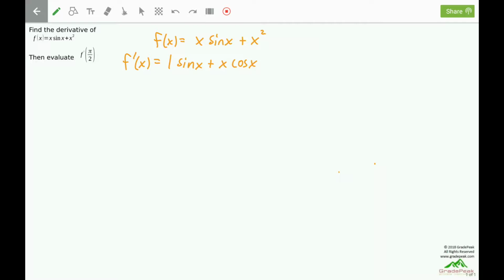Now the second term from f of x, x squared, is a power rule. We bring the power down, we subtract 1 from it, which will be x to the first power. There's our derivative. The 1 is implied, so we can write that as just sine of x plus x cosine of x plus 2x.